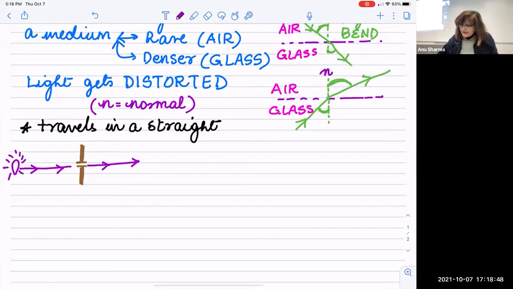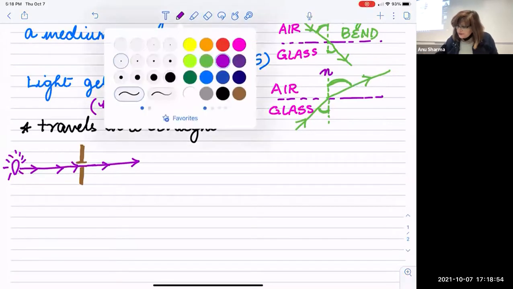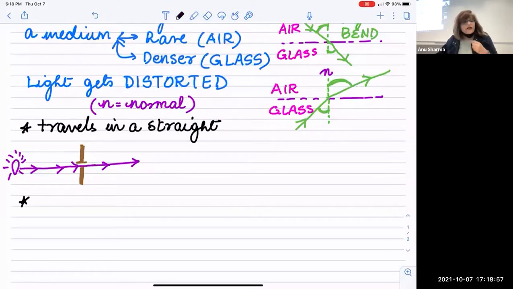So if you have a small slit, even then you will see the light passes through this hole and goes straight. So these are some experiments they do in the physics class about light.